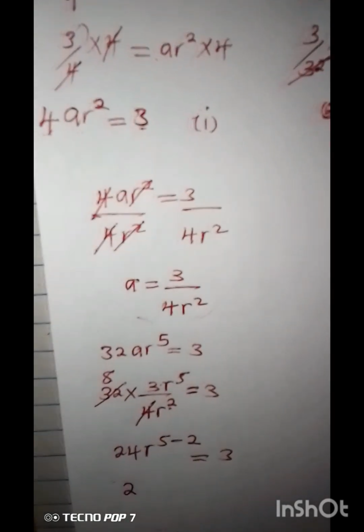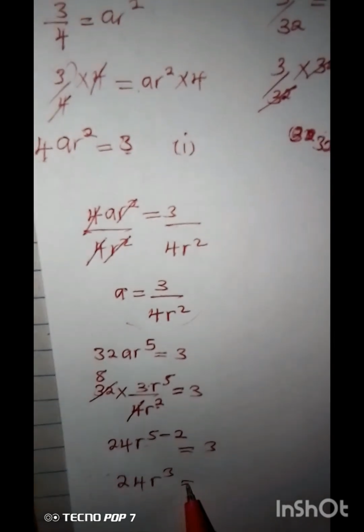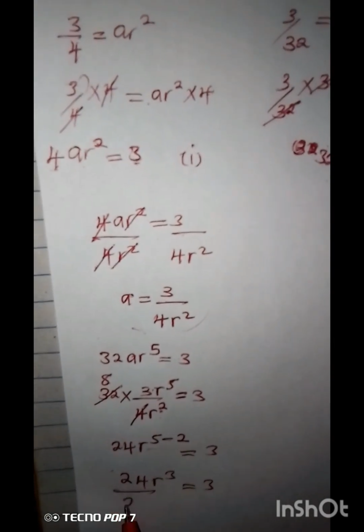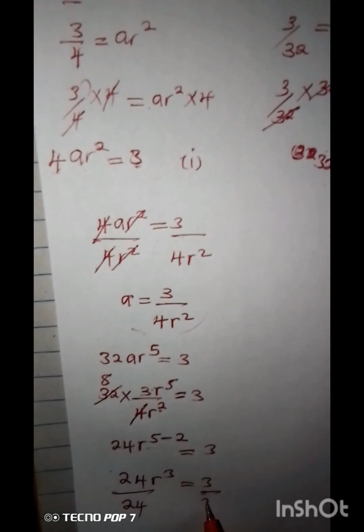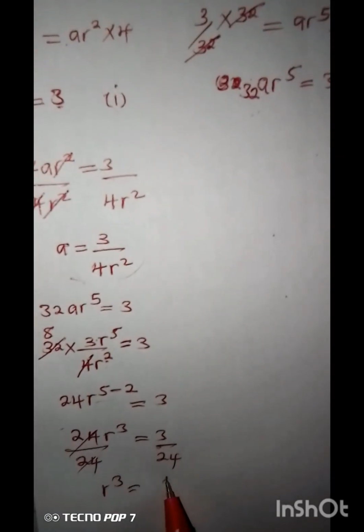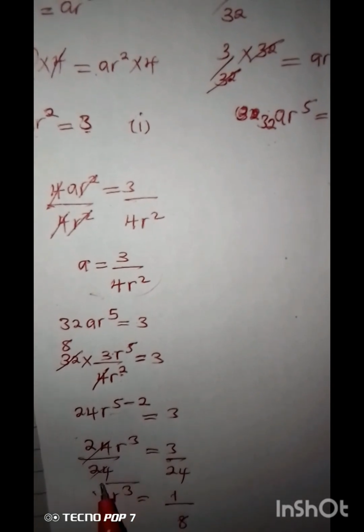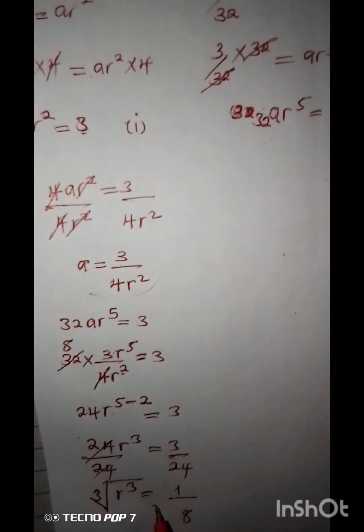So 24 r to the power 3 is equal to 3. You divide both sides by 24. So r to the power 3: 3 into 3, that's 1. 3 into 24, that's 8. Then you find the cube root of each side.